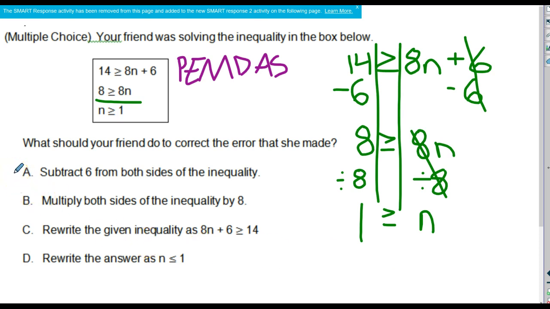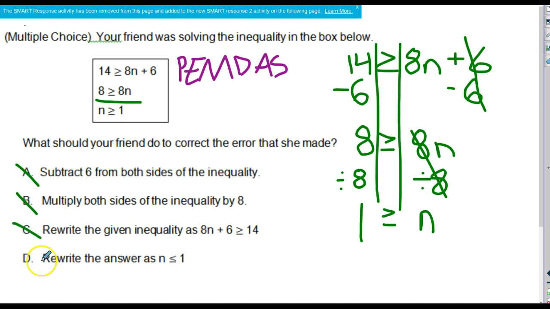A says subtract 6 from both sides of the inequality. Well, I can't say that, because that's actually something we did do. Letter B, multiply both sides of the inequality by 8. Well, that's not what we should have done because we divided by 8. Letter C, rewrite the given inequality as 8n plus 6 is greater than or equal to 14. Well, if I do that, I'm totally switching this around, and that wouldn't be right, because I want to say 14 is the one that's greater than or equal to, and here I'd be saying that it's less than. So it can't be C.